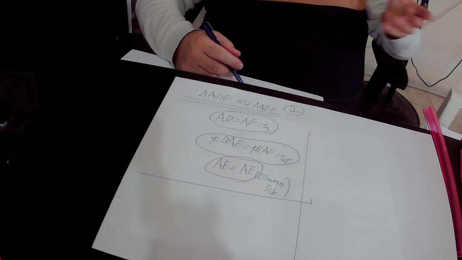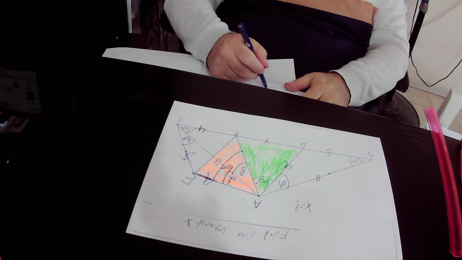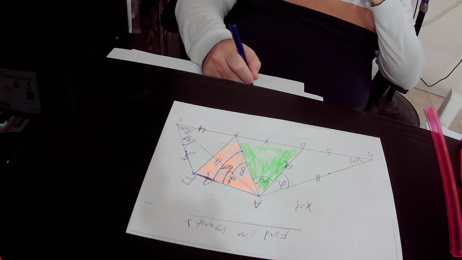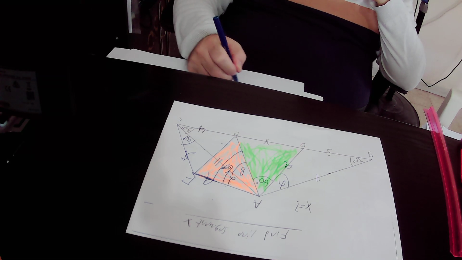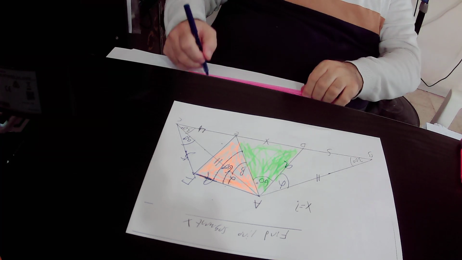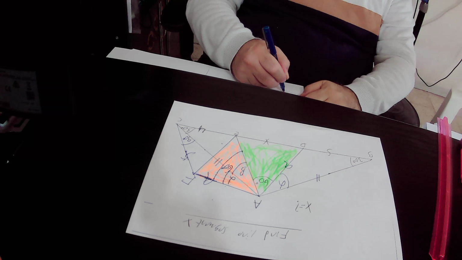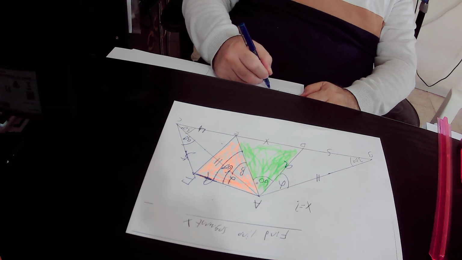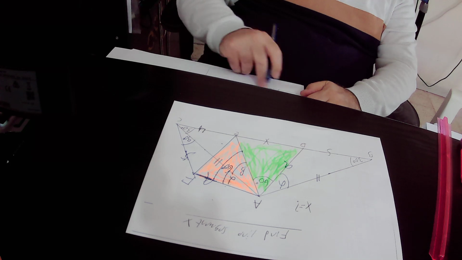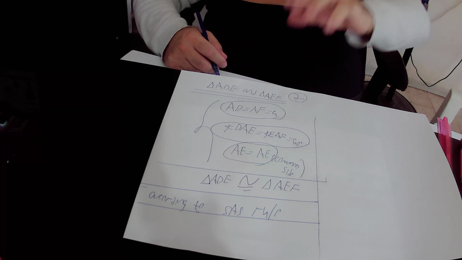Side AE equals side AE. It's a common side that belongs to both triangles. So we actually proved that the green triangle, triangle ADE, is congruent to the orange triangle, triangle AEF, according to the side angle side rule.